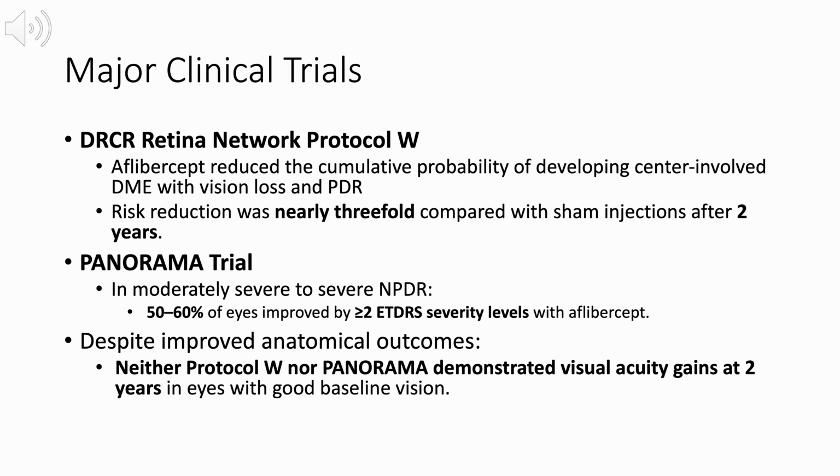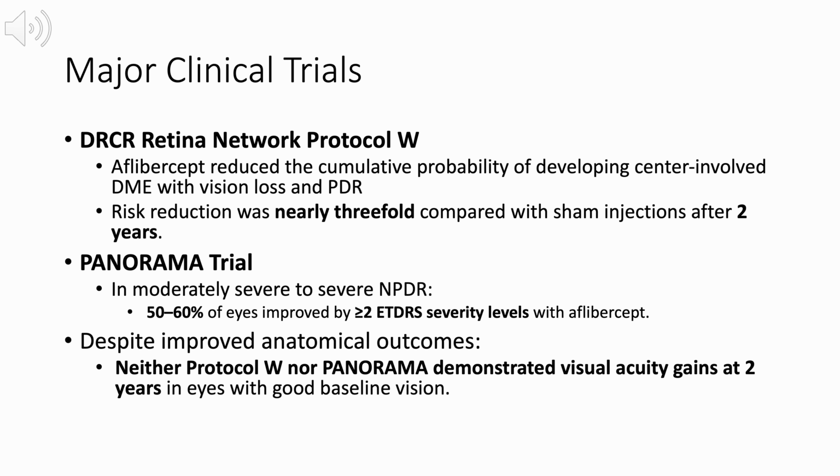A threefold reduction in the risk of developing the two most consequential complications of this disease is, on its face, a striking result. The second trial is Panorama, which studied moderately severe to severe NPDR. In that population, 50 to 60% of eyes improved by 2 or more ETDRS severity levels with aflibercept. Recall the severity scale we just walked through. A 2-step improvement means an eye moving, for example, from severe NPDR back toward mild disease. That is genuine regression of retinopathy, not simply arrested progression.